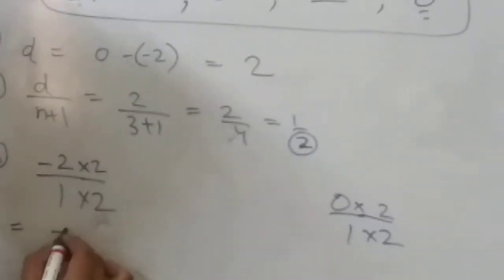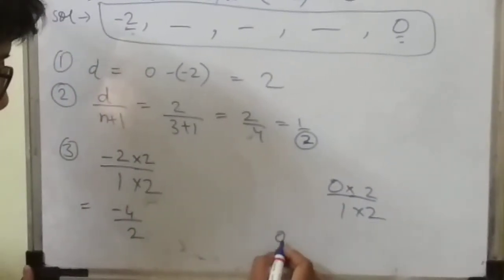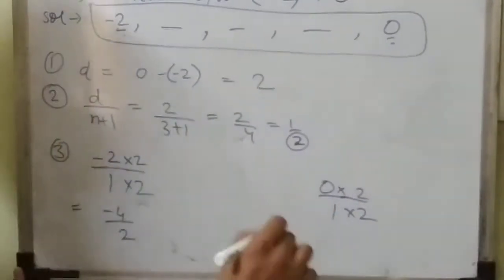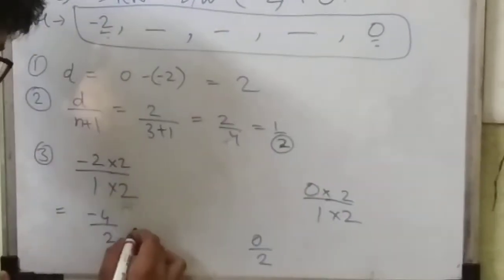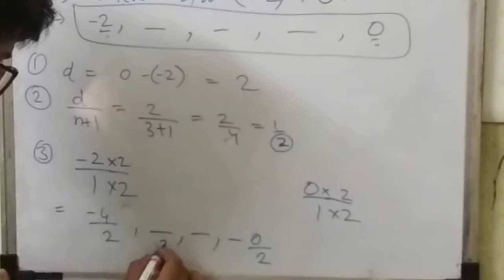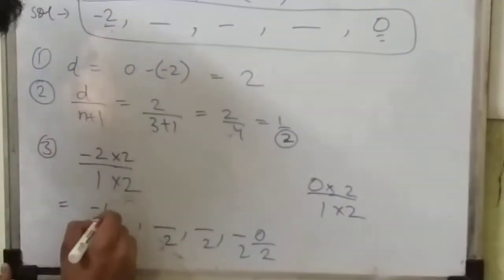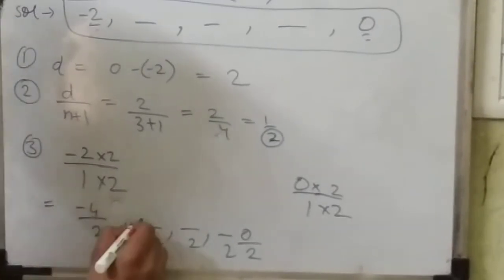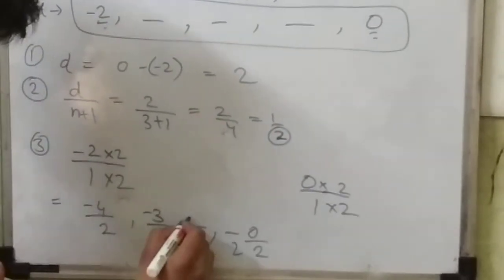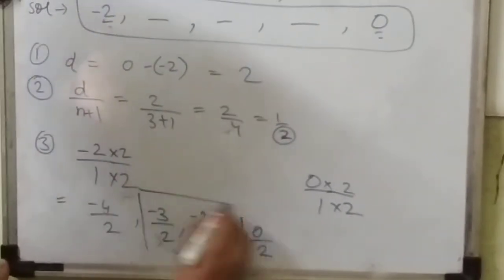You know very well. So let's do it like this. -2 into 2 is -4, so -4 by 2. Here it is 0 by 2, because any number multiplied by 0, the answer is 0 only. So here is your answer. How? Take the same denominators. Now how much is the numerator? 1. So add 1 to this number. Add again 1. Add again 1. These three numbers are your answer.